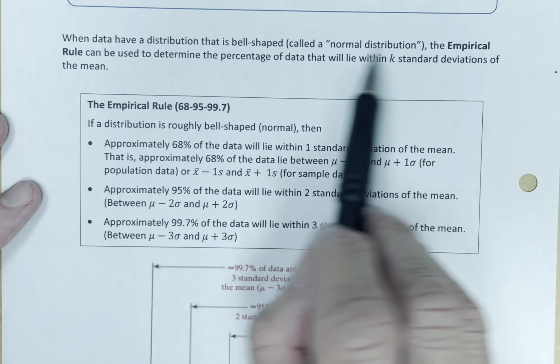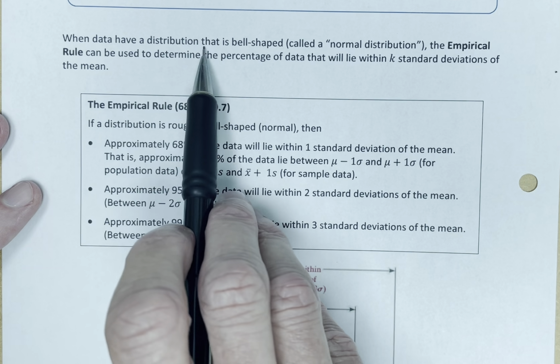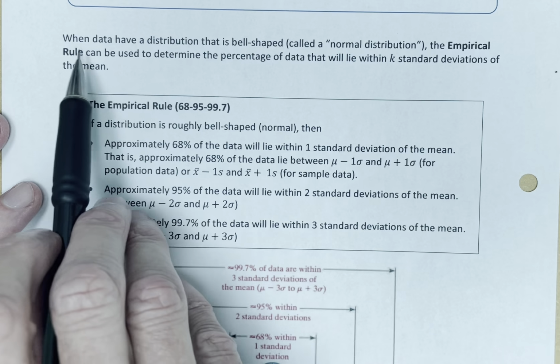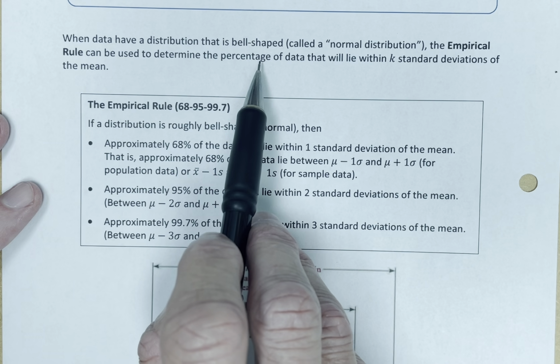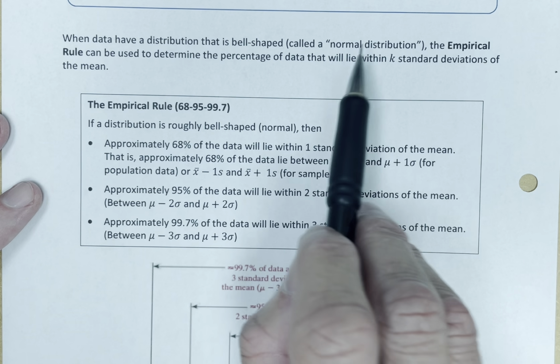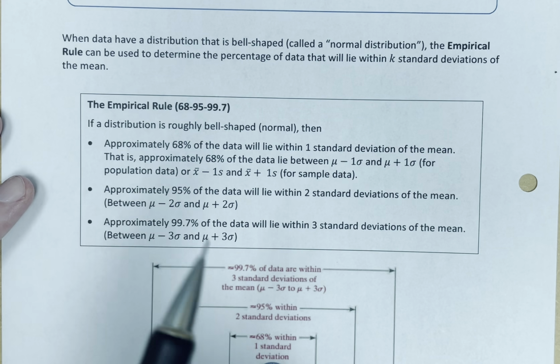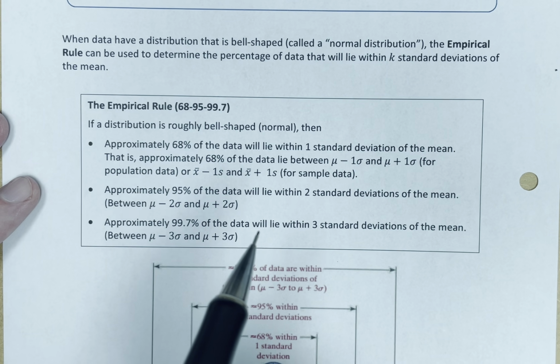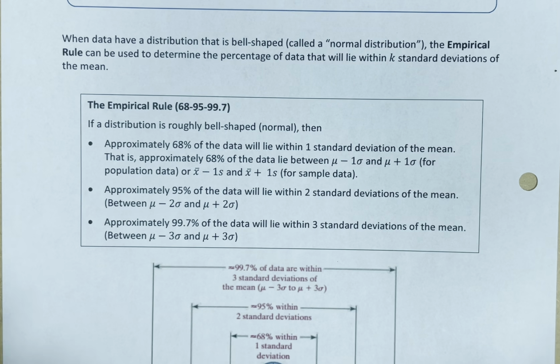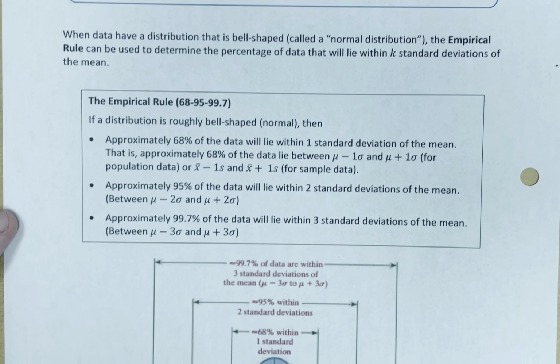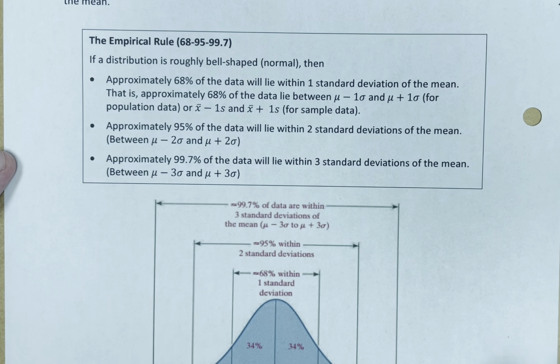When the data have a distribution that is bell-shaped, the empirical rule can be used to determine the percentage of data that lie within k standard deviations of the mean. All right, so we can interpret this, and we'll do a fair amount of this coming up in future objectives in the course. Okay, what is the empirical rule?